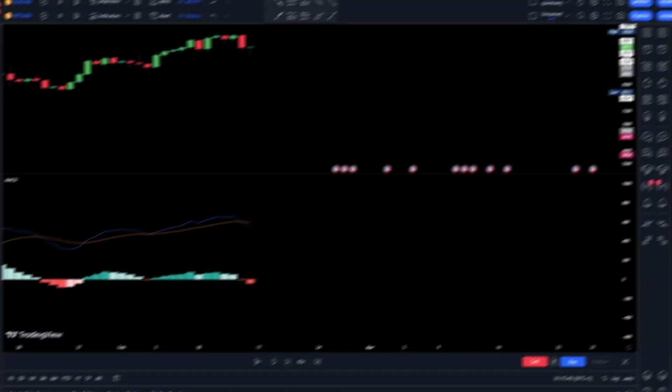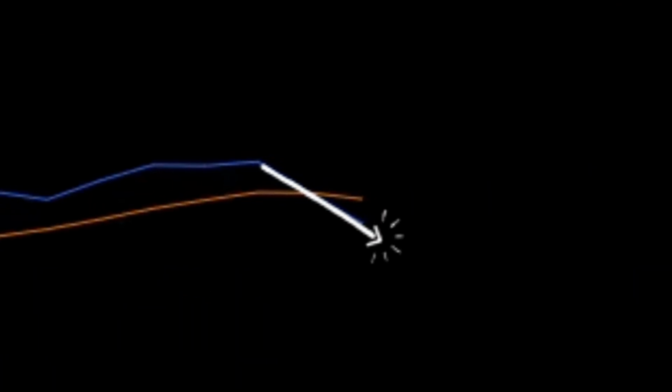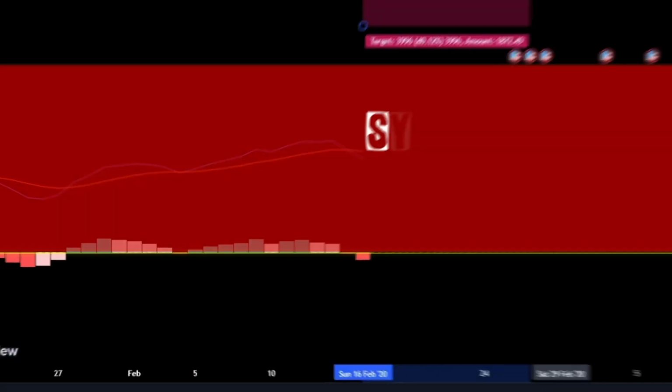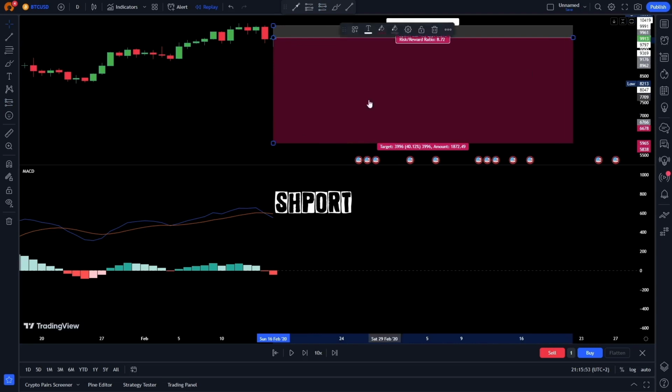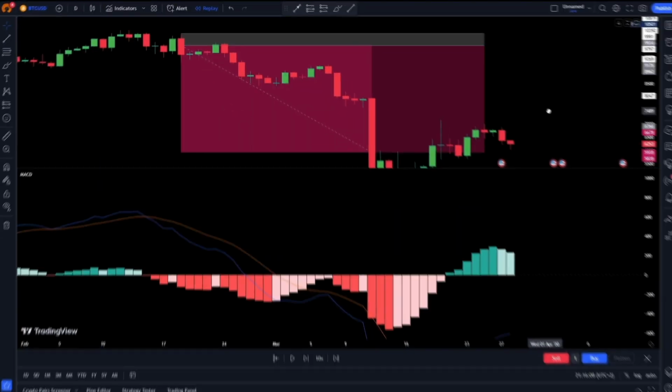Now, let's take an example. Here, as you can see, the MACD line is crossing the signal line from above to below. They both are above the zero line, meaning this is the perfect moment to short. If we look at the market here, a perfect bearish trend took place. So, this signal was right.